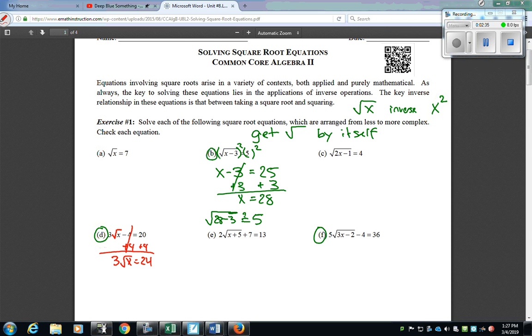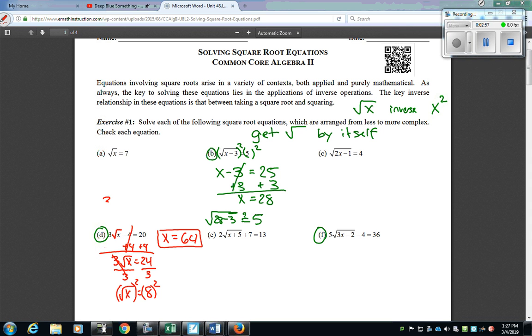And that 3 is connected to the radical x by multiplication, so you're going to want to divide both sides by 3. So we have square root of x equals 8. And once you have that square root by itself, you go ahead and square it. Square that and square the 8. It's going to give us an x value of 64.